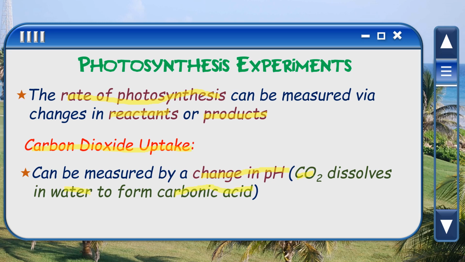So we can measure the rate of photosynthesis by measuring how much carbon dioxide is taken up. And this can be measured by looking at the change in the pH. Because when carbon dioxide dissolves in water, it will form carbonic acid, which means the pH will be low. And if carbon dioxide is used, that means the pH is going to rise.